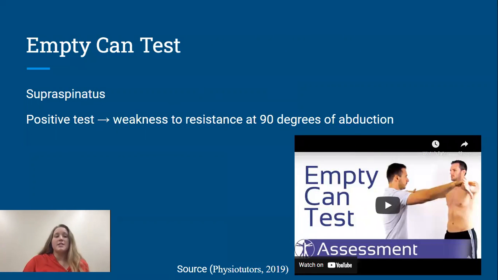This is the test of the supraspinatus. This test is performed by having the patient raise their arms by 90 degrees in the scapular plane, and then you'll have them internally rotate their arms by having their thumbs face the ground. They'll be acting like they're pouring out a can. Here's an example.